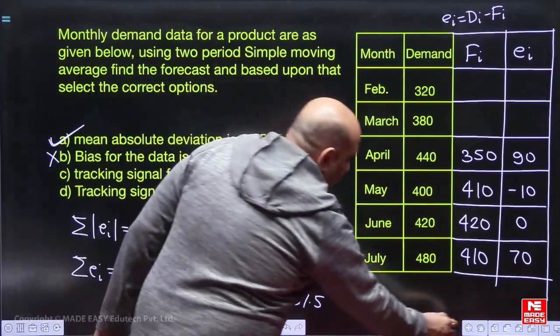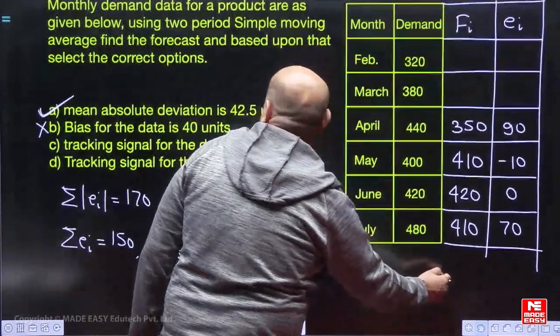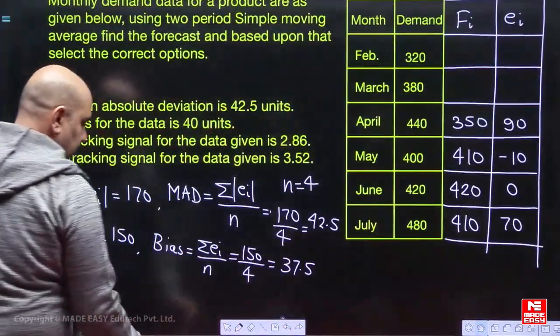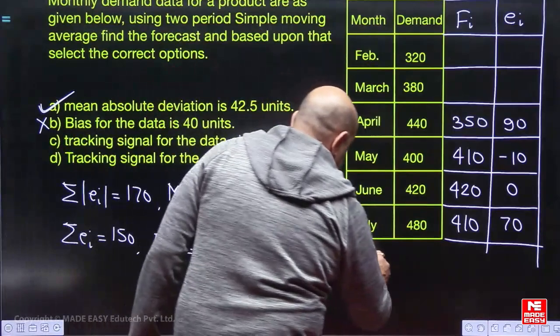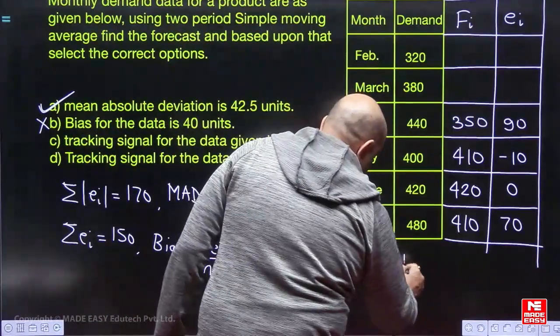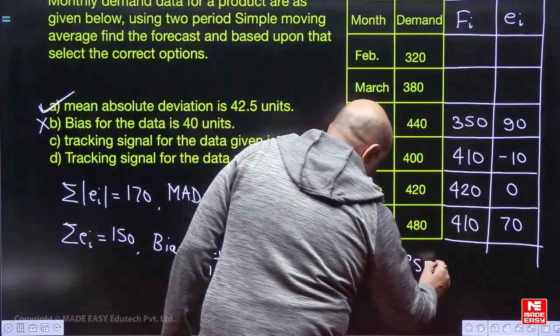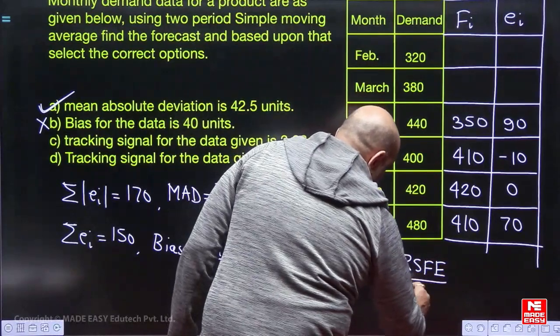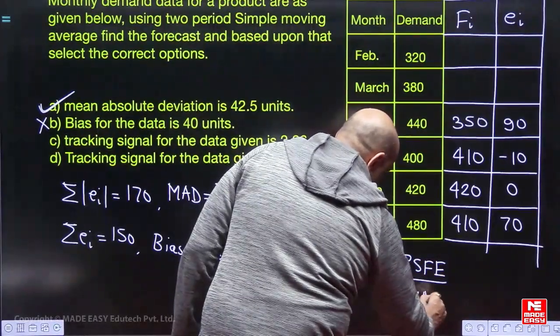Then tracking signal. Next tracking signal. See, tracking signal is given by, formula for the tracking signal is RSFE, that is running sum forecast error divided by mean absolute deviation.